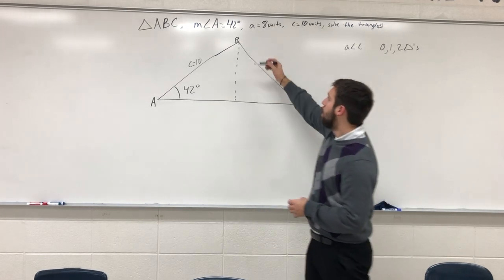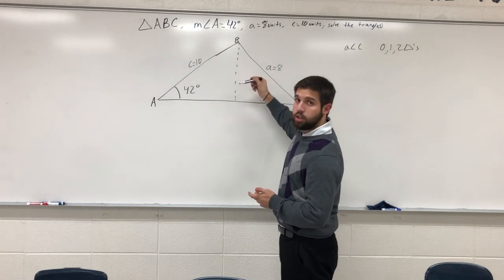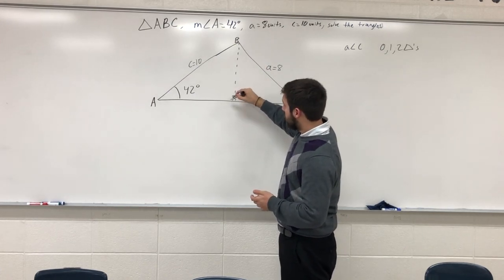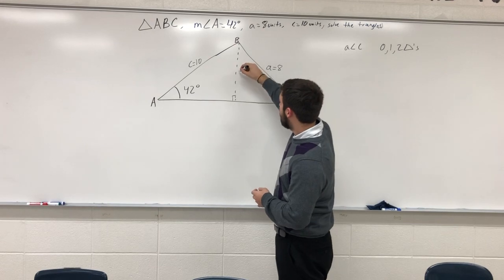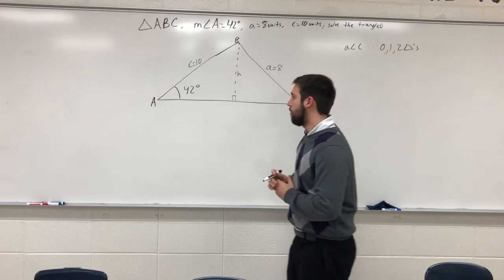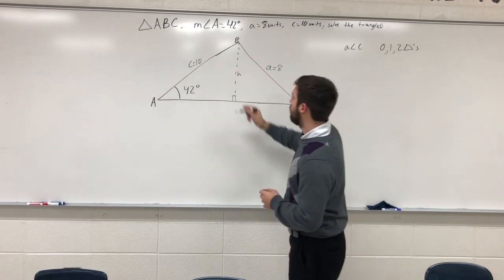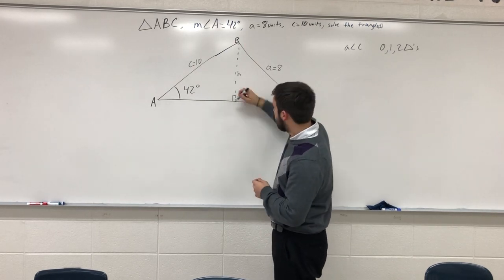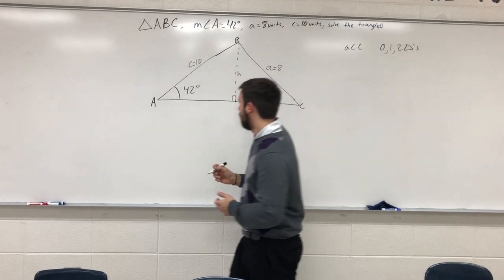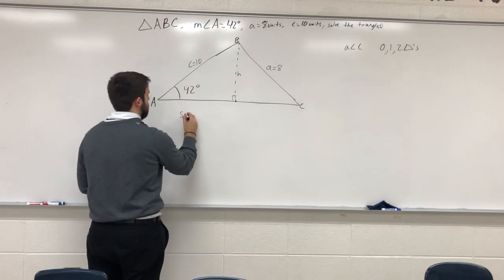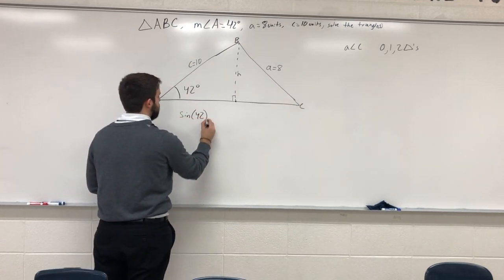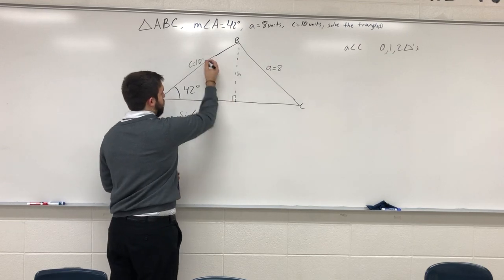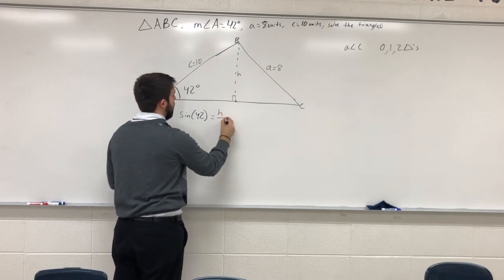So we draw in our altitude, we're drawing our height, and that makes a right angle. I'm going to call this dashed line my h, my height. Now since I have this right triangle, I can use SOHCAHTOA. So I'm going to say sine of 42 degrees equals opposite over hypotenuse, so h over 10.